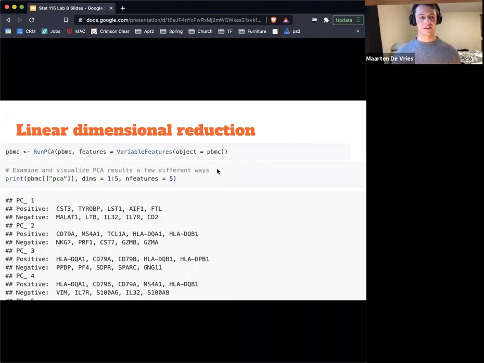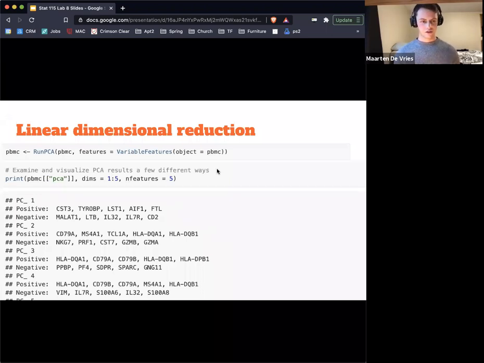Once you've actually run PCA, you can look at the results in a few different ways. One is to simply print the genes with the largest coefficient within each principal component. What does this do? These are just the top 5 genes with the most positive and then the most negative coefficient in each of the significant principal components. That's one way to see which genes matter, which genes are having an effect here.